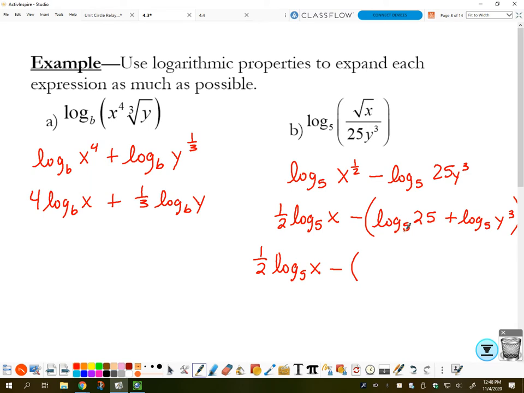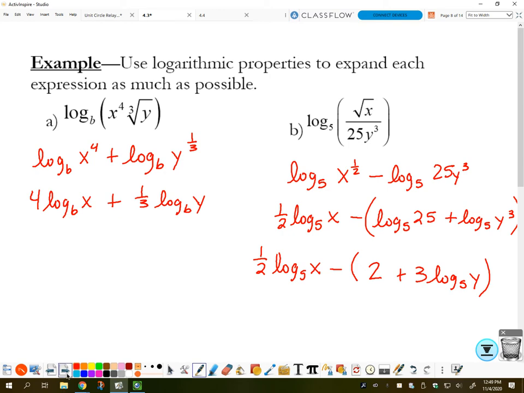Here, you see you have 5 and 25. Well, 5 squared is 25, so log base 5 of 25 is just 2. And then here you see you have an exponent, so we're going to pull that around and call it 3 log 5 of y. Sometimes people will want to add these. You cannot add these because you have to multiply 3 times log base 5 of y before you can add 2. And you can't really multiply these because we don't know what this is.